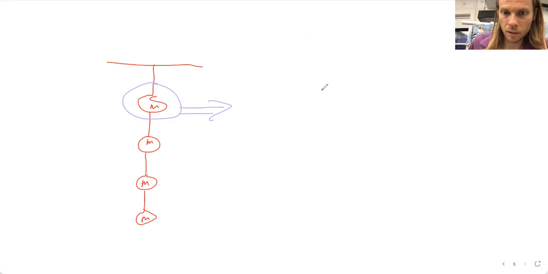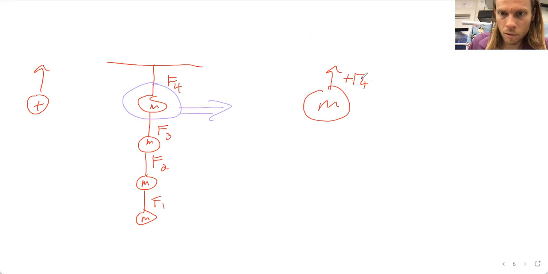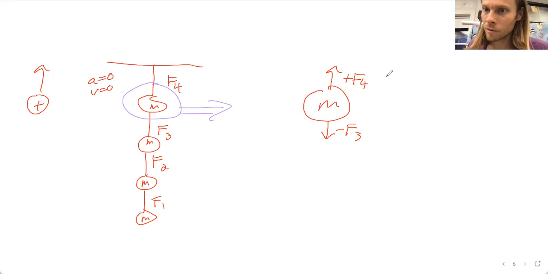Well, this mass experiences, call this F1, F2, F3, F4. Let's say positive is, we can make positive down, I'll make positive up. Positive F4 up, negative F3 down. It's not moving, right? The acceleration is 0, the velocity is 0, they're just hanging there. Now, if they were moving, it'd be a little different, but I'll just have them hang for this one. Then F4 equals F3 because the F net is 0.